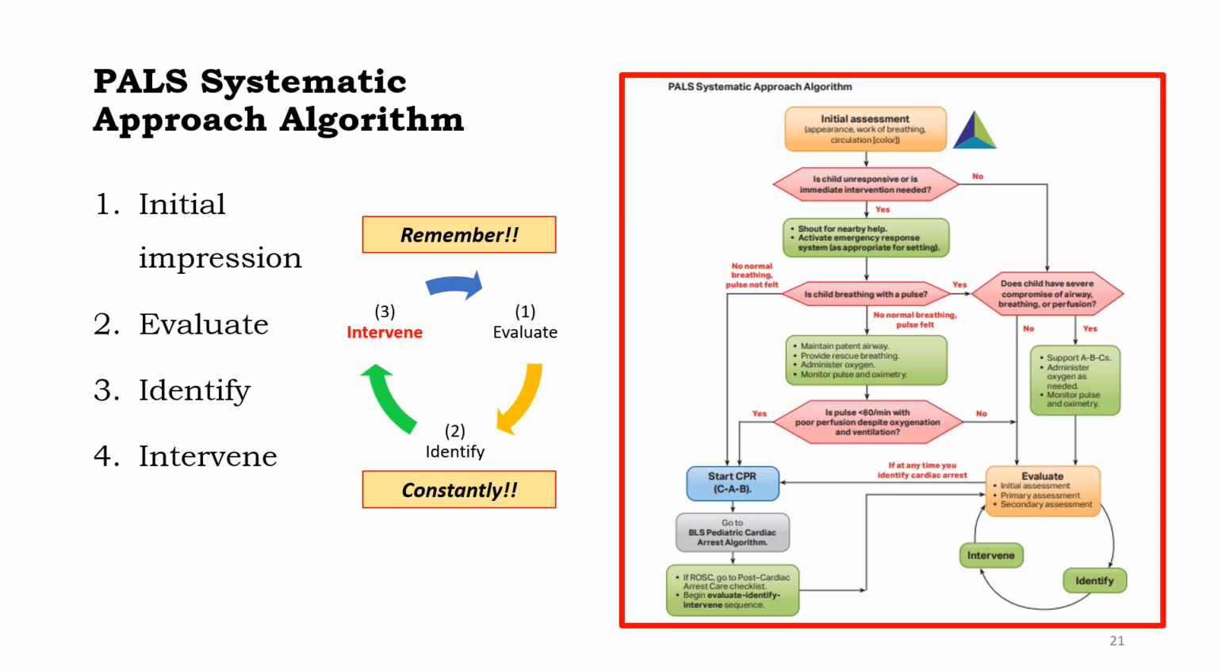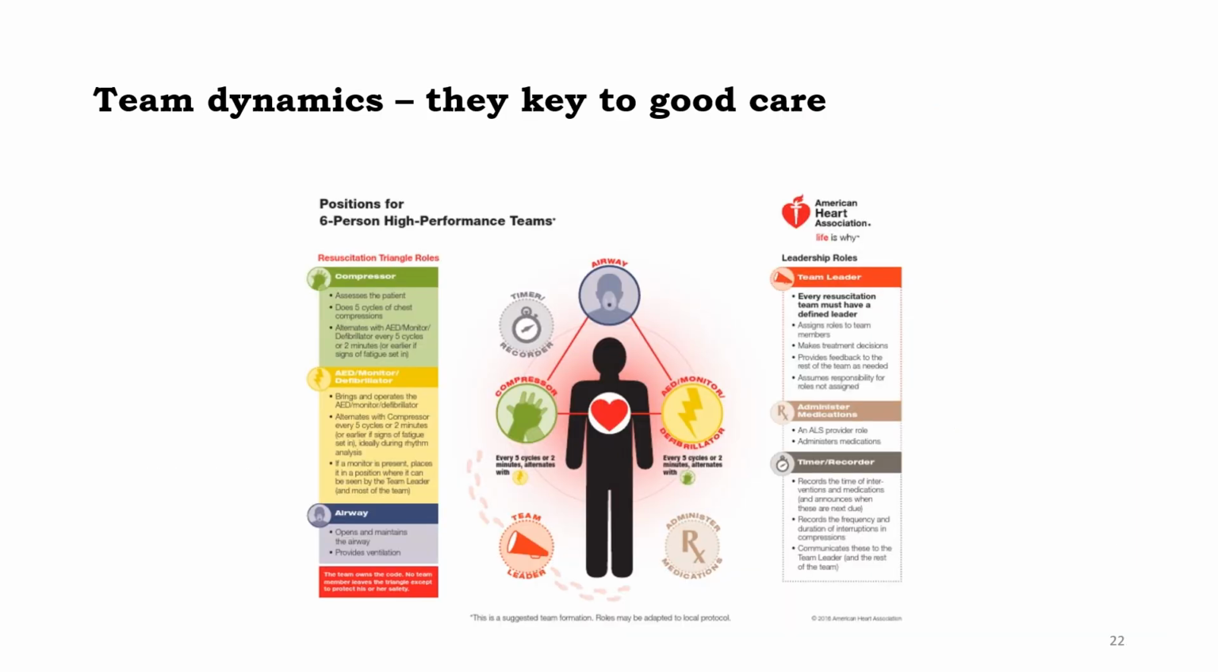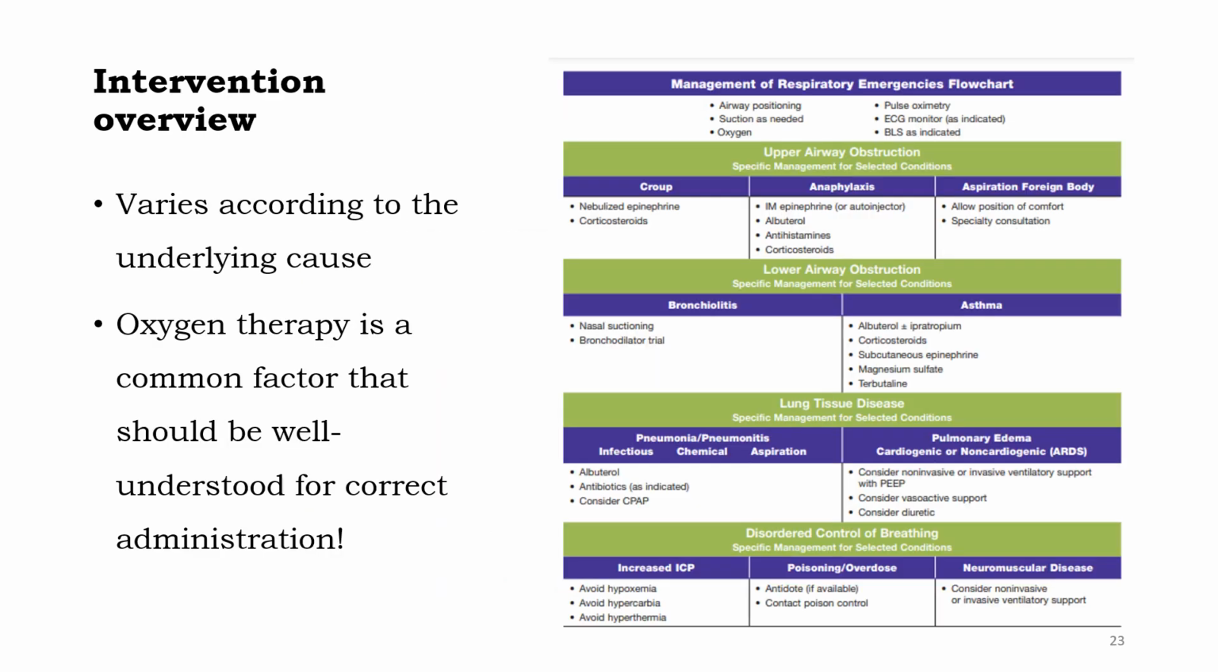So, we talked about identification as well, and let's move to intervention. Now, good team dynamics, of course, are very important because, as you remember, after the initial impression, we moved to call for help, and now we have a team. So, we won't be going through the exact team dynamics, but definitely good coordination and assigning roles to each team member are critical to have good care.